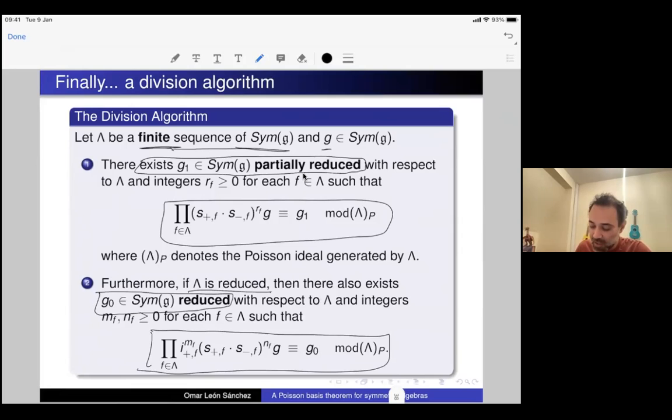Noting that, of course, now you need initials. This is the same as in the differential context: for partial reducedness, you only need separants, and for full reducedness, you need separants and initials. It's the same thing. So there is a division algorithm, under the right assumptions, and it works very similarly to the differential one.